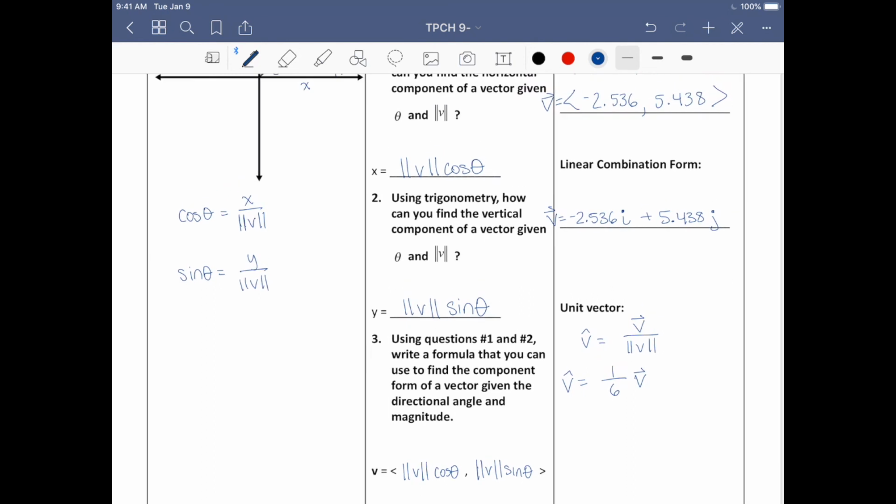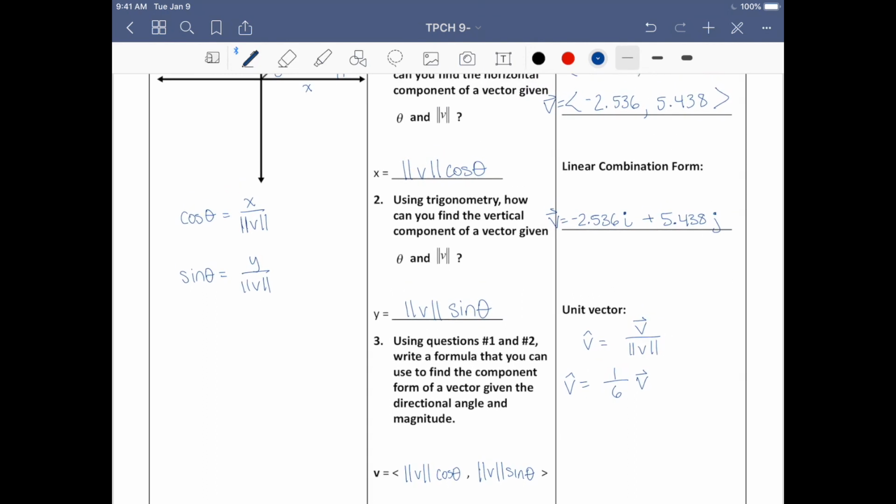I just did the negative 2.536 and divided it by 6. And I'm going to get negative 0.423 if I go to 3 decimal places. And then I took the 5.438 and I divided it by 6 to get the 0.906. So there's my unit vector.